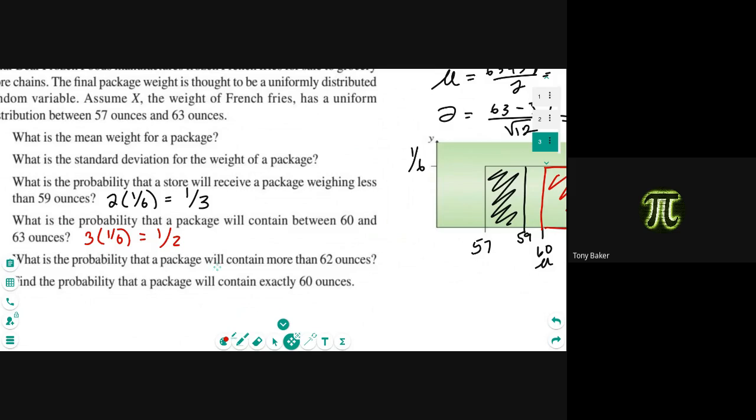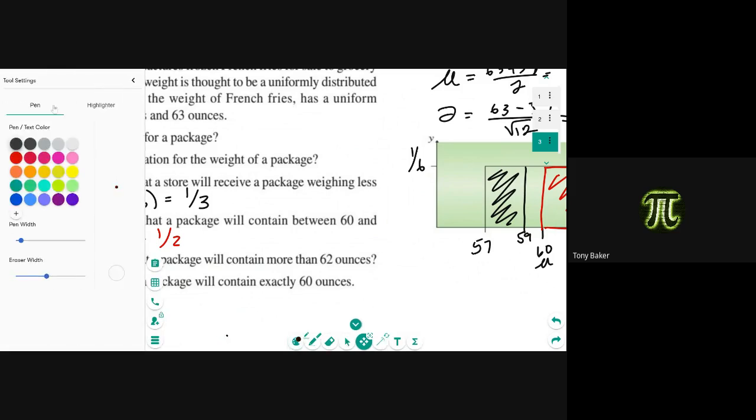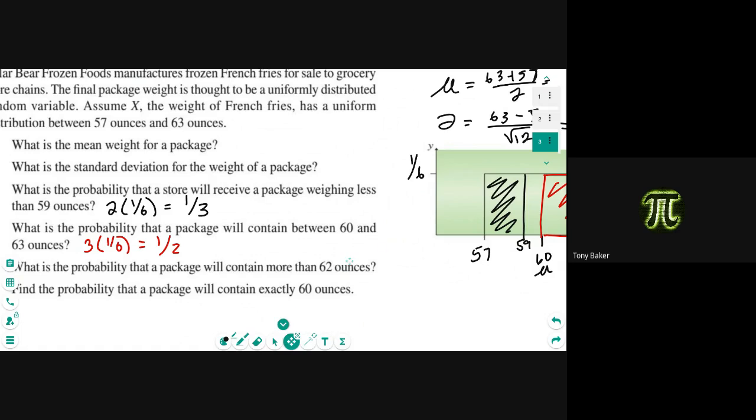All right, what's the probability the package will contain more than 62 ounces? Which is 1, right? Times 1/6. So that's going to be 1/6.